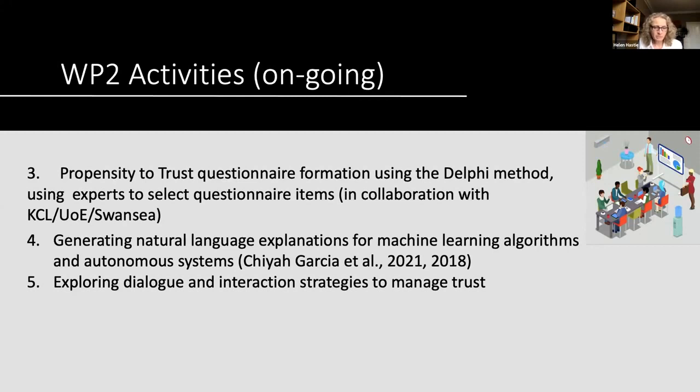And then we're looking at explanations. Explanations are very important in terms of transparency. And we're seeing standards coming out, such as the IEEE P7001, transparency for autonomous systems, and explanations was a key part of that. Autonomous systems need to explain their decision-making process. And how do we do that? We can do that with natural language. That's one thing that we're looking at. And then over the summer, we're going to start to explore different dialogue and interaction strategies that can help manage trust.